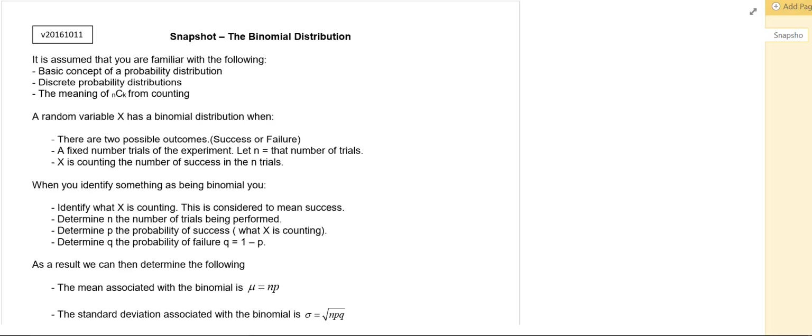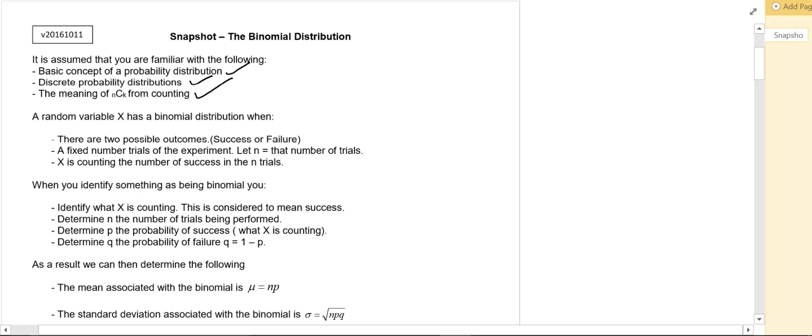Okay, this is a snapshot of the binomial distribution. Once again, it is assumed you are familiar with this topic. Also, it is assumed you're familiar with the following. What do you mean by a probability distribution? What do you mean by a discrete distribution? And from counting, the meaning of choosing a combination of k objects selected from a total of n objects. If not, you need to go back and review these ideas and then get back to the worksheet.